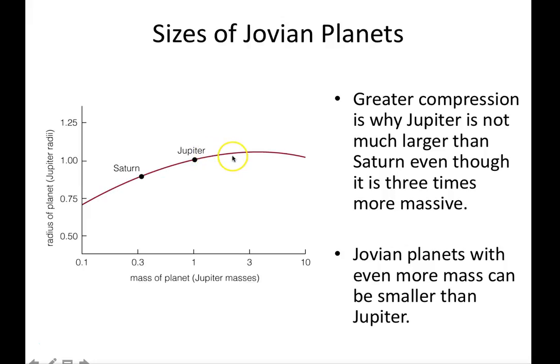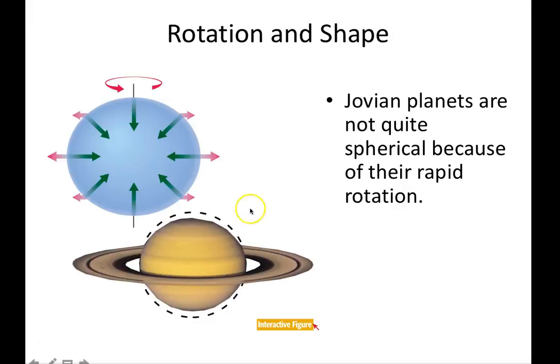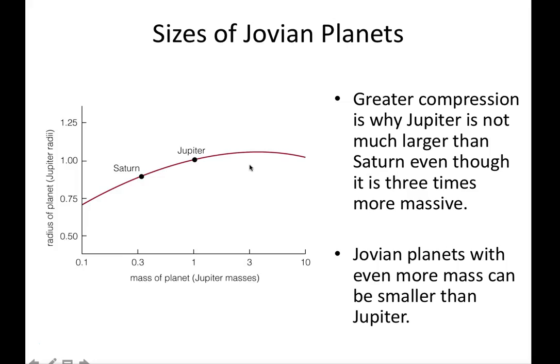In fact, if we got to something like 3 times the mass of Jupiter, the size would be about the same as Jupiter. And in fact, at 10 times the mass of Jupiter we would have the same size as Jupiter. Very interesting indeed.